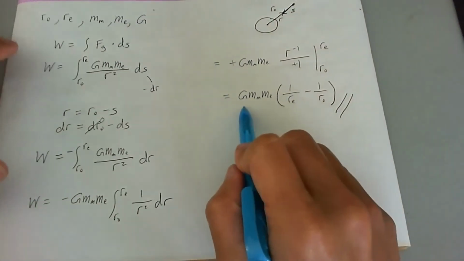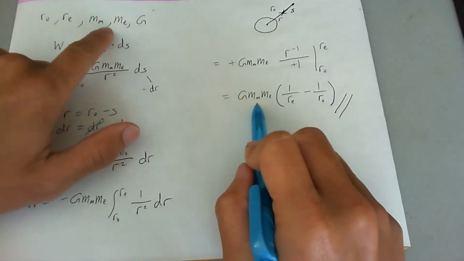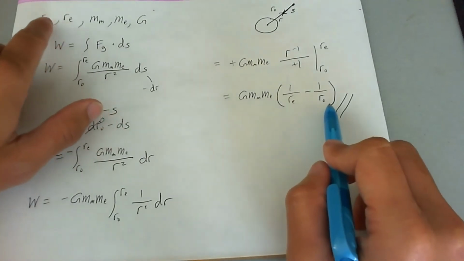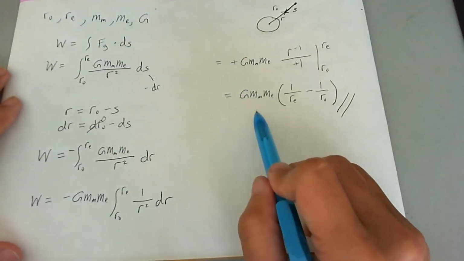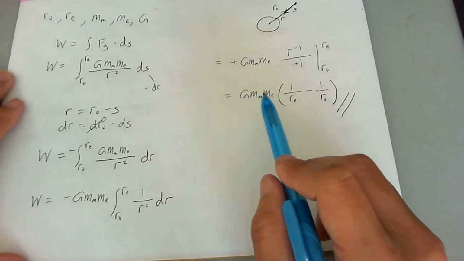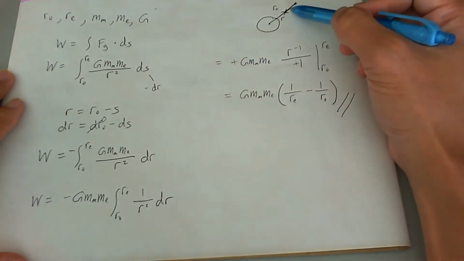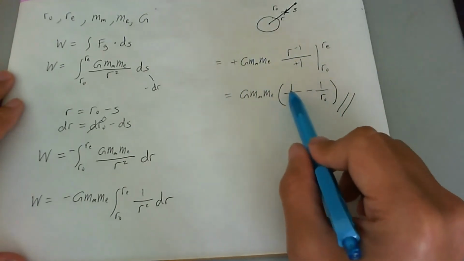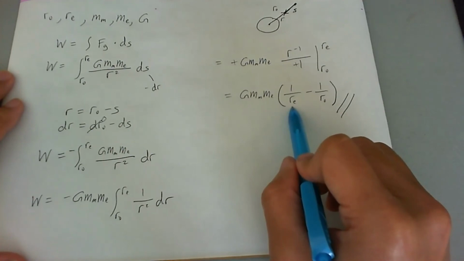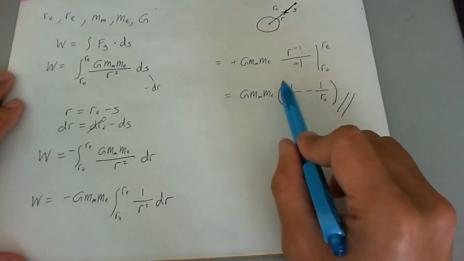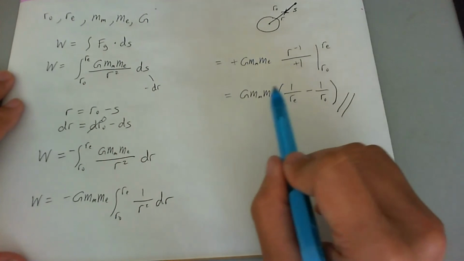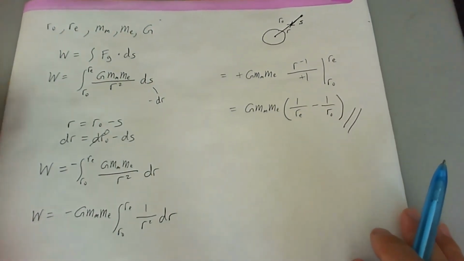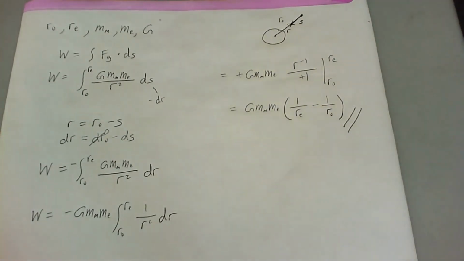We have it in terms of G, M sub M, M sub E, RE, and R naught. Just to check, the work done by gravity should be positive since the meteor is going in the same direction as gravity's pushing it. This number is positive because RE is less than R naught. So this number is going to be bigger than this number, making this positive. This is a positive value. And at least our conditional check here is good enough.